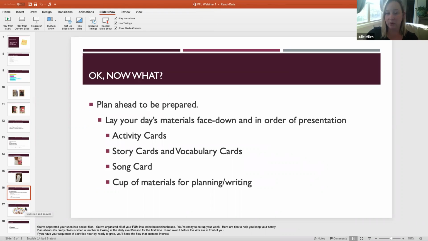So again, I think this is in the organizational video on that teacher resource page, where it shows me having everything in a line, so I know exactly where I'm going after I finish. And then a cup of materials for planning and writing. I used to keep a cup of dry erase markers, highlighters, and have my chart paper nearby. So if something came up and I needed to write something, I didn't have to hop up and run across the room to go get it. Next slide.